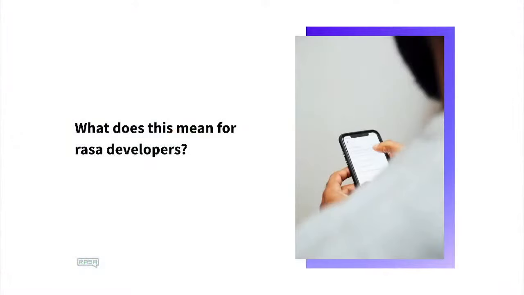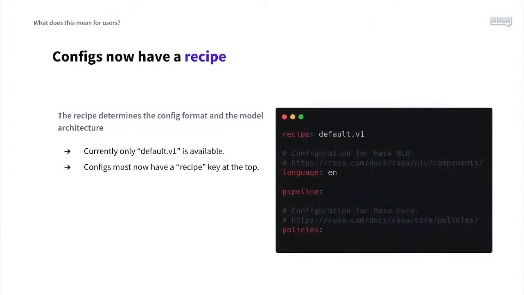So what does this mean for Rasa developers and people building bots? The config file will remain essentially the same. However, we need a way of building a graph from a config. And this is where recipes come in. A recipe defines the config format and the model architecture which will be built from that config. And it allows us to move from the config to the graph.